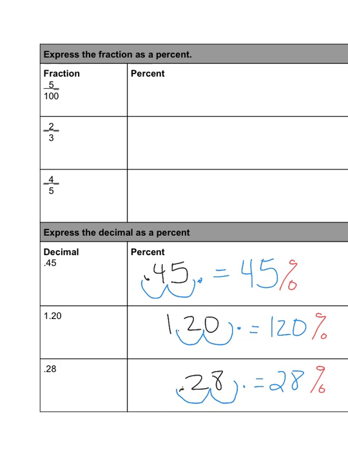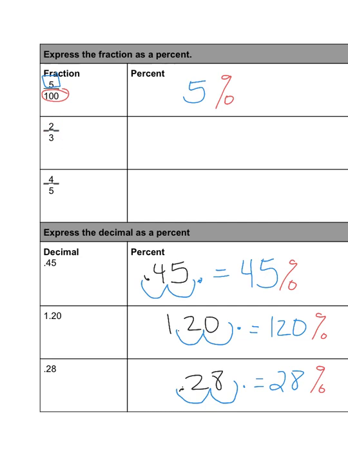Okay, now let's go back up to this chart. We have our fraction as a percent. Looking at my first fraction, you can see it's out of 100. Well, we know that per 100 means percent. And what number is it out of 100? It's 5. So my answer is 5%.